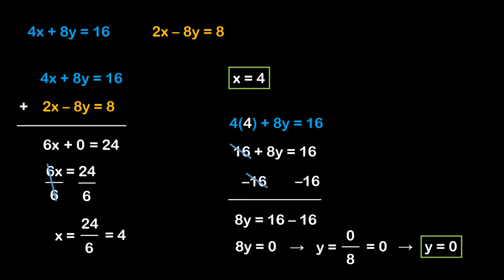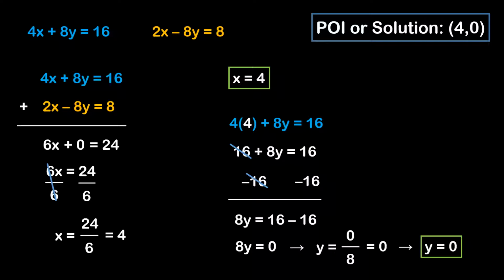And that's our solution. So for x is equal to 4, we have y is equal to 0. Therefore, the point of intersection or solution is (4, 0). And that is our final answer. Once again, if you were to graph these two equations on a grid or a Cartesian plane or graph, you would find that they would intersect at the point (4, 0).